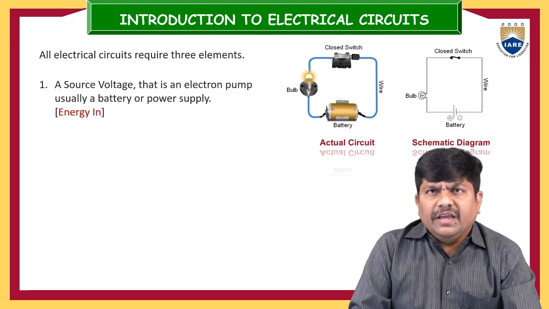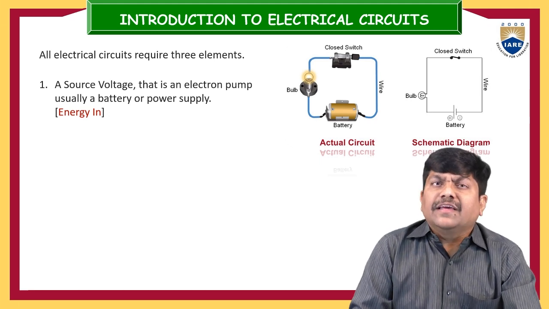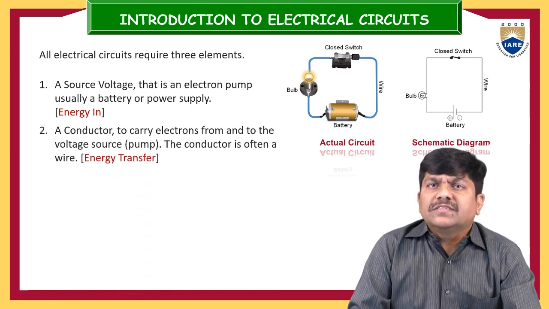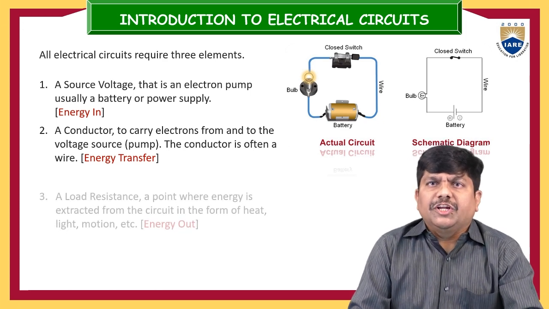So basically we require three parameters. First, a source voltage, that is an electron pump, usually a battery or power supply. It provides or adds energy into the circuit, so this is energy in. Second, a conductor, a wire to carry electrons to and from the voltage source. The voltage source is a pump. The conductor is often a wire in nature.